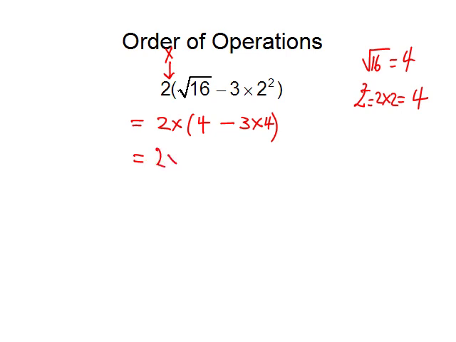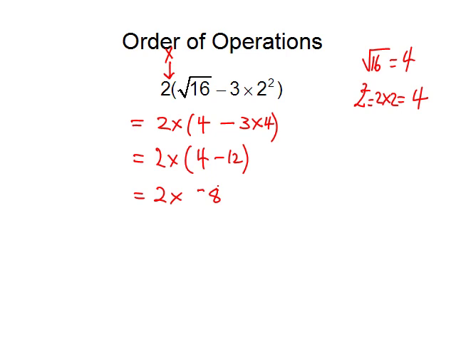So if we keep going here, now we've got 2 operations within the brackets that need to be done. Multiplication's got to be done first, because multiplication and division comes before addition and subtraction. So this becomes 4, take away 3 4s are 12. So this becomes 2 times. Now solving the brackets, we've got 4 take 12. So this is something, it's like an integer problem. That will be negative 8.